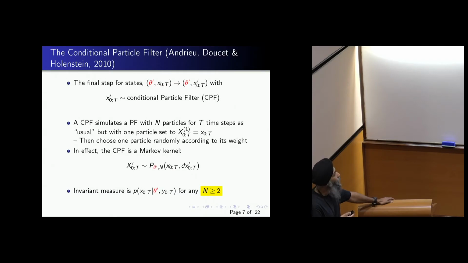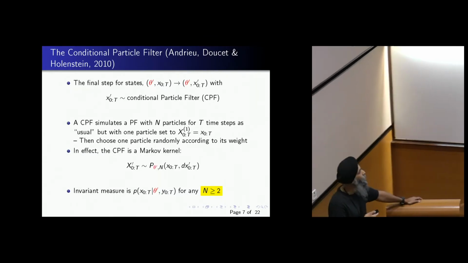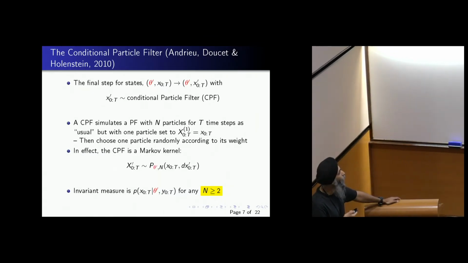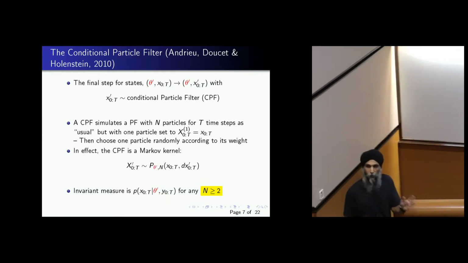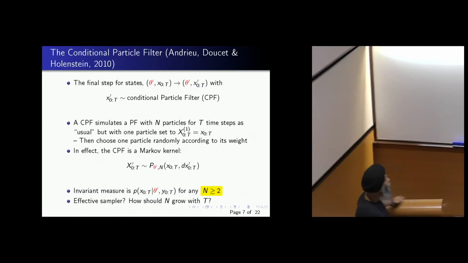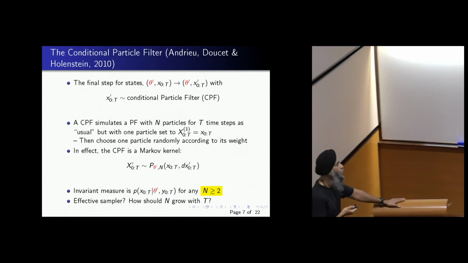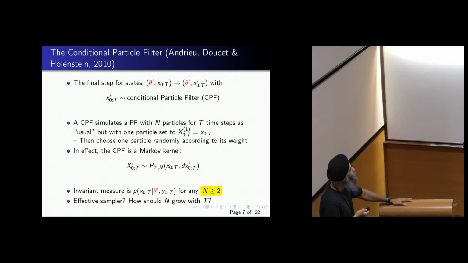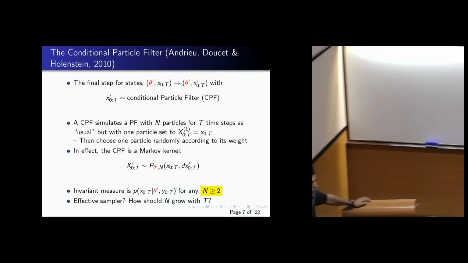Given this is the case, we can really forget about theta now. We can forget about inference of theta and just talk about how good the conditional particle filter is in sampling from this distribution, the distribution of the hidden states given the observations, whatever the value of theta we're interested in. So is it an effective sampler, and how should N grow with time, capital T? This is something that people have sought to answer, and not just me, and many people here as well.